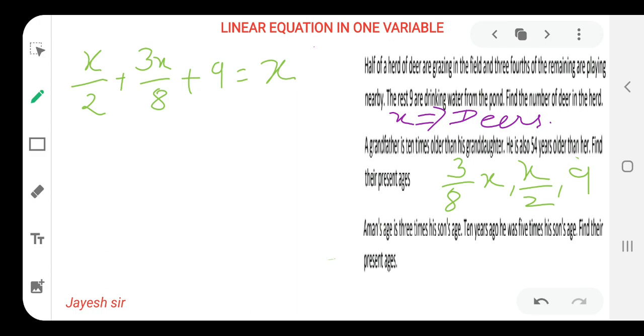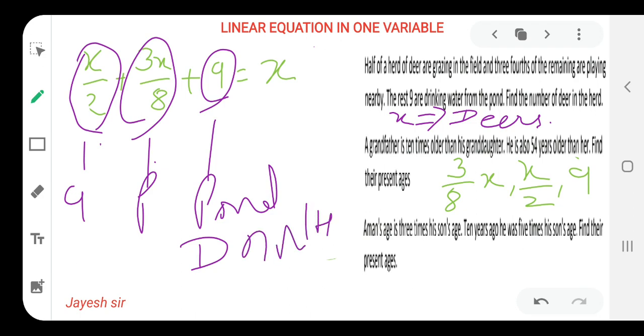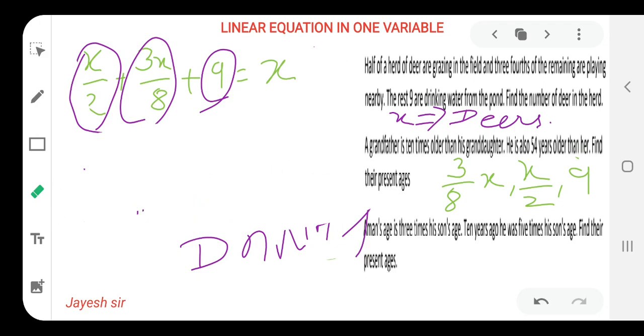There is another way of writing the equation, but that can be neglected because this is the easiest method. That means what I have written, I am explaining again. This half were grazing the field, this many were playing nearby, and these 9 were drinking water in the pond. Yes, friends, I hope you all are getting it. This is the thing we need to understand properly over here.